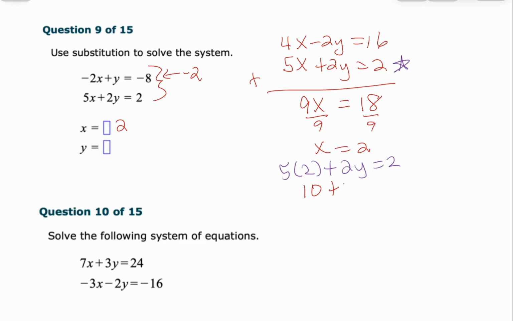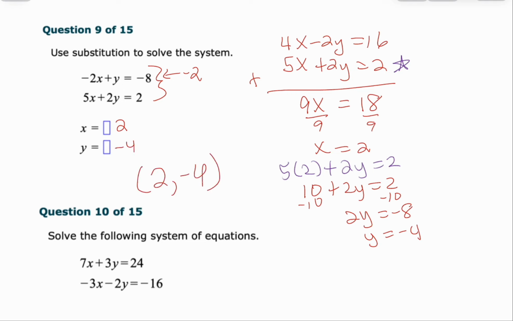So I get 10 plus 2y equals 2. Subtract 10 from both sides. I get 2y equals negative 8. Divide through by the 2, I get y is negative 4. My answer is an ordered pair: 2, negative 4.